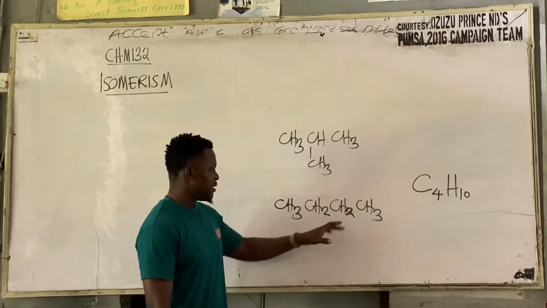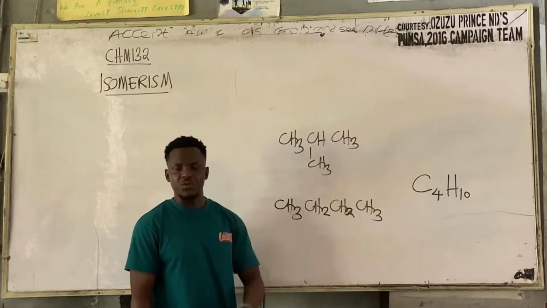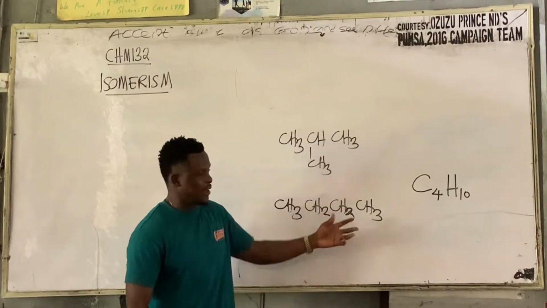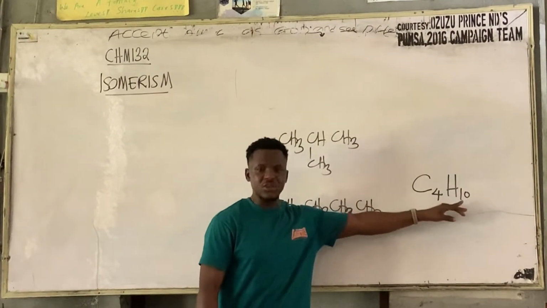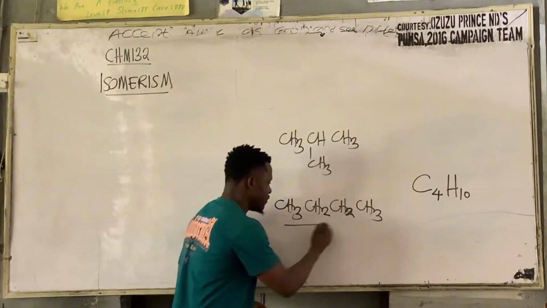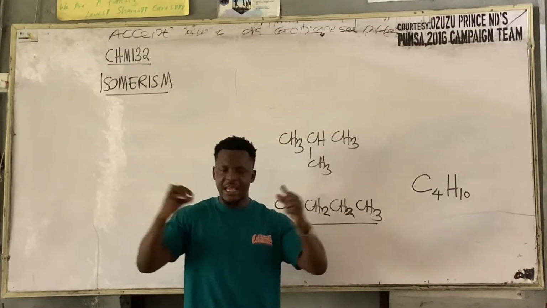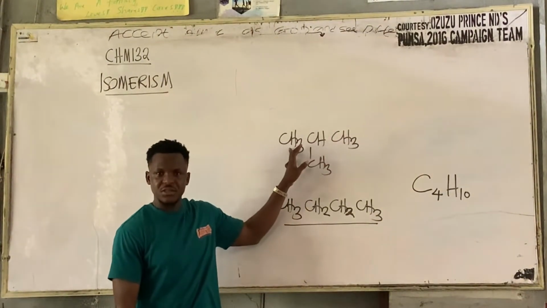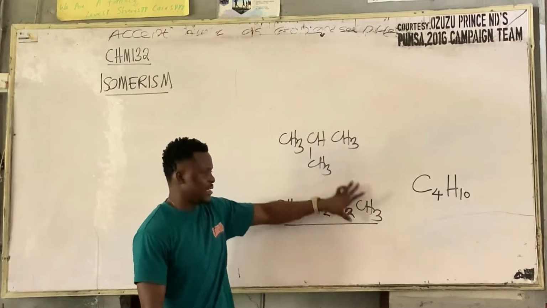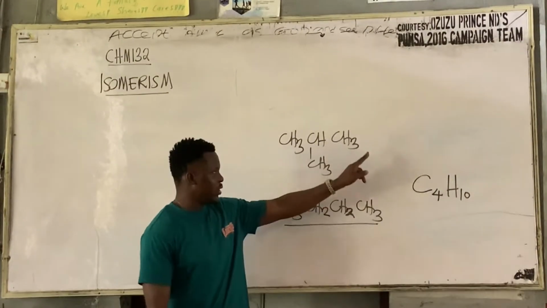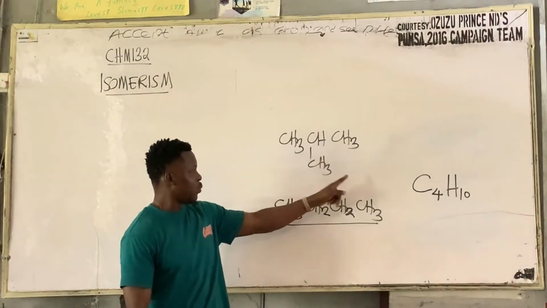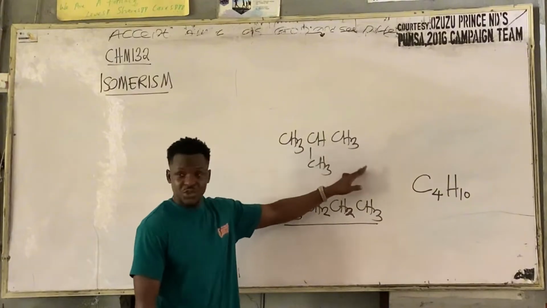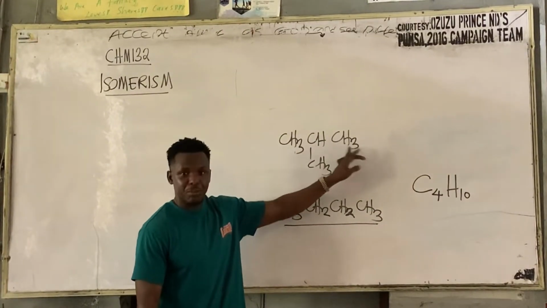So the molecular formula of this compound shows the actual number of atoms of each of the two types of elements present: carbon is 4, hydrogen is 10. The structure of the first one takes a chain form. However, in the other one, the chain has a branch. So the structures are not the same. However, their molecular formula is the same, because if you check this one, we have one, two, three, four carbons and 10 hydrogens: 3 plus 3, 6 plus 3, 9 plus 1, 10.